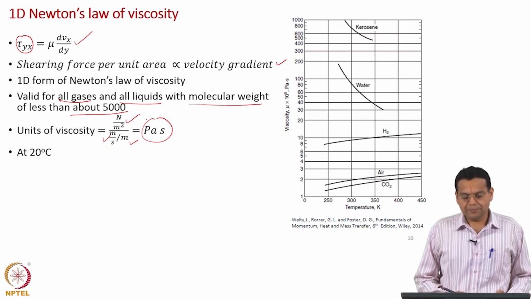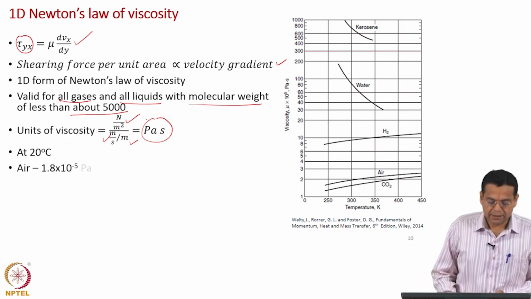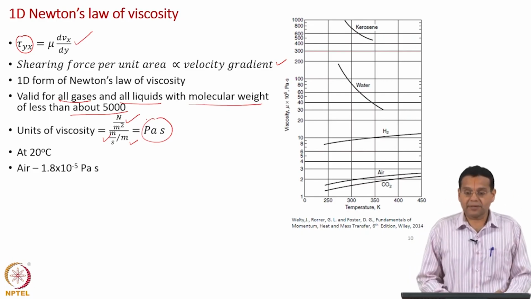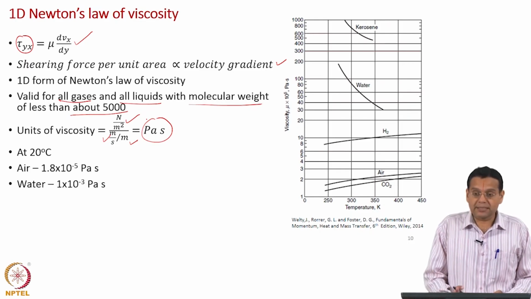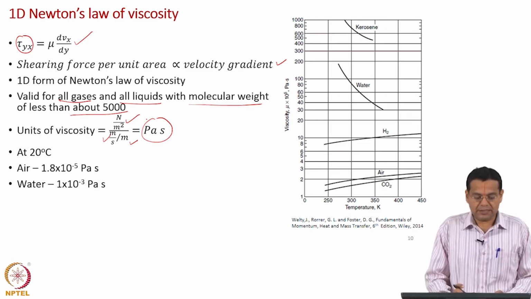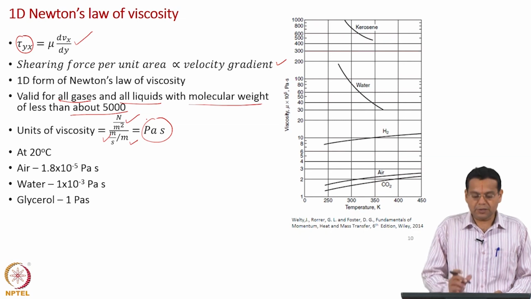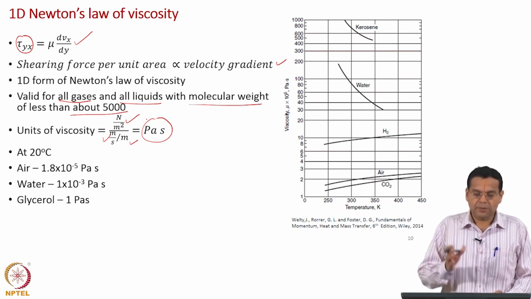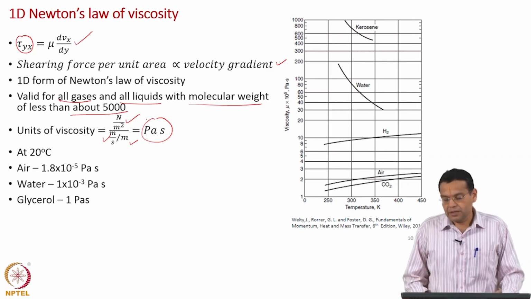Let us look at some numbers for viscosity to get a rough idea of the magnitude. At 20 degrees centigrade for air it is roughly about 10 power minus 5 Pascal second. For water it is 10 power minus 3 Pascal second, much more viscous than air. If you take glycerol it is 1 Pascal second, still more viscous. So, in terms of increasing viscosity it is air, water and then glycerol.